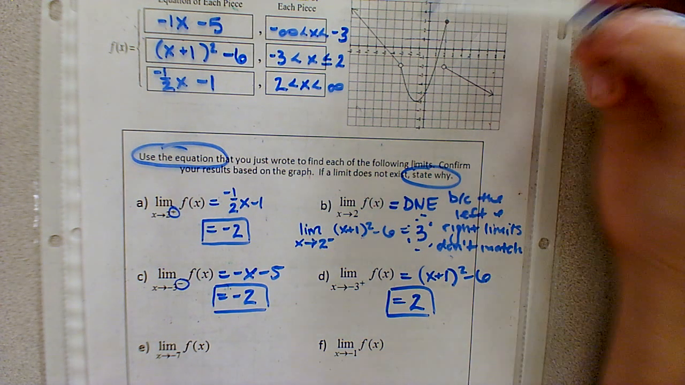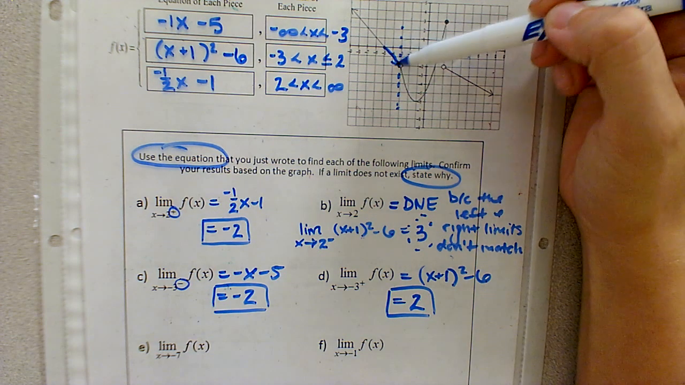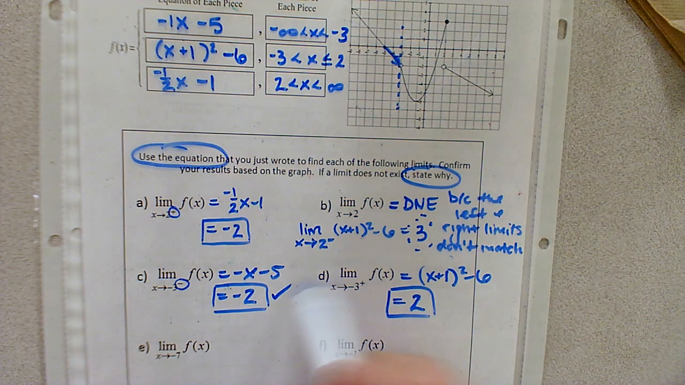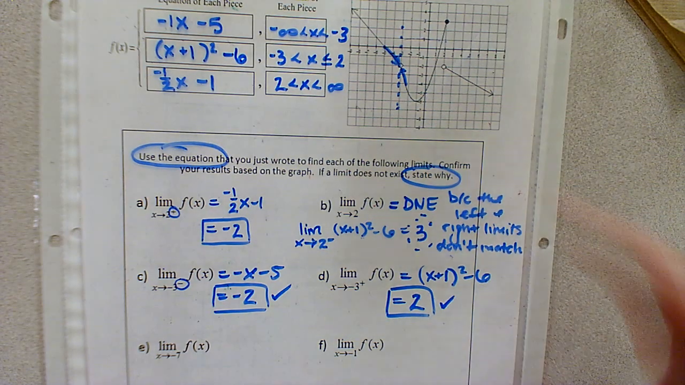Alright, let's just confirm it on the graph. Here's the x value of -3. As we come in from the left, we approach -2, and as we come in from the right, we approach -2.